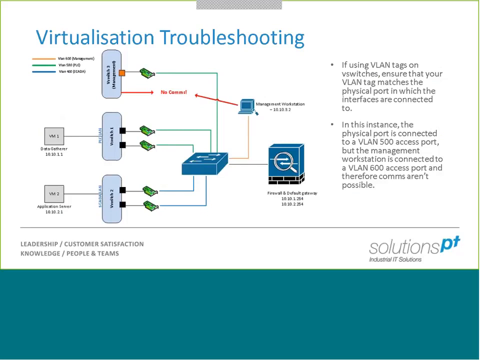And what's happening there is obviously our management workstation, which is connected into that switch with the orange line. That's VLAN 600, but the management interface is 500, so they can't talk to each other. You won't have any comms whatsoever between those two. So again, when you're introducing VLANs into your virtual world as well, always ensure you check your tags and make sure they match up both ends. Make sure your physical link is connected into a correct VLAN port on your physical switch as well.